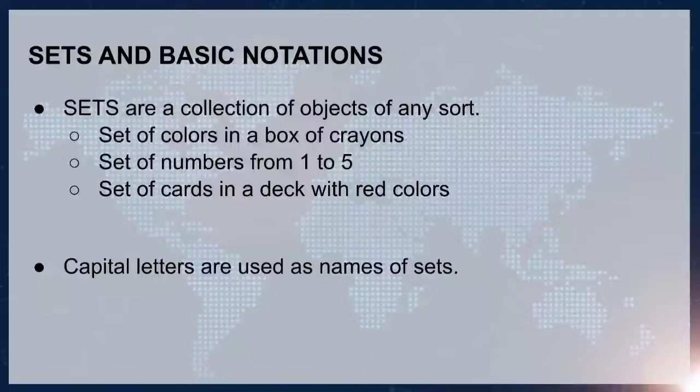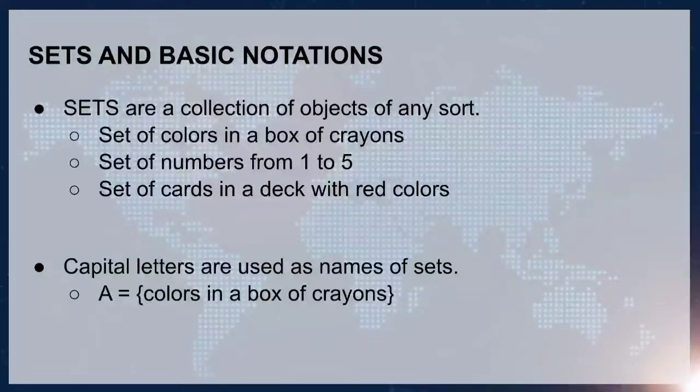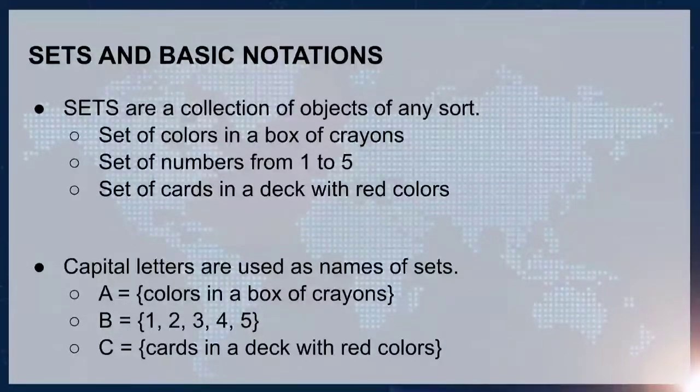Now we use capital letters when we name sets. For example, capital letter A, and then we have two curly brackets, and inside those curly brackets are the colors in a box of crayons. So set A, capital A, is a set of colors in a box of crayons. Set B, capital letter B, contains 1, 2, 3, 4, 5. Another example is set C, capital letter C, which contains cards in a deck with red colors. Okay, I hope that's clear.